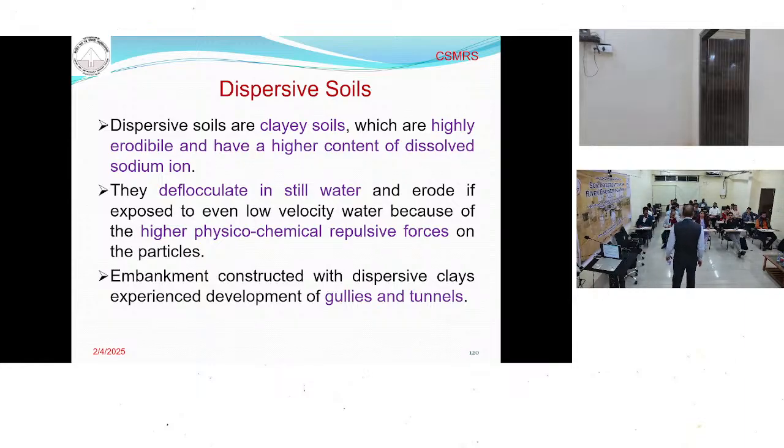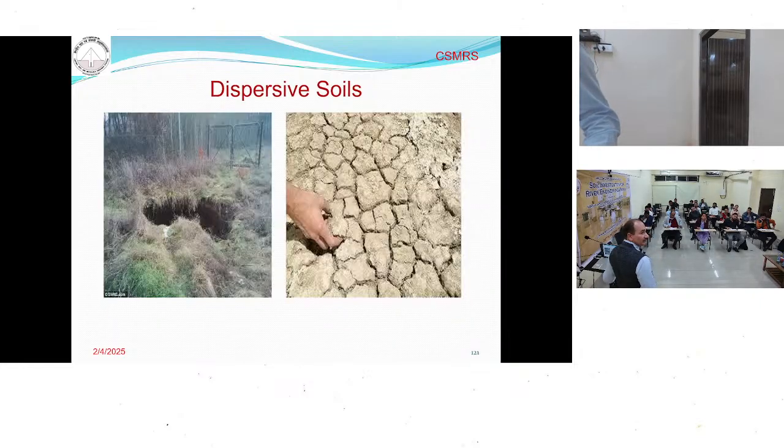How do you identify whether a particular clay is dispersive or not? Because if you construct your dam with dispersive soil, what will happen? It will come in contact with water and definitely piping will take place and it will fail. So it is mandatory to check the soil for dispersivity. There are certain tests we conduct to identify these dispersive soils.